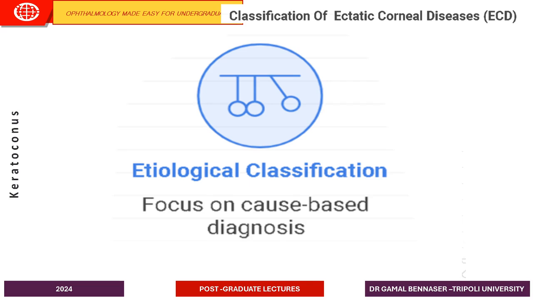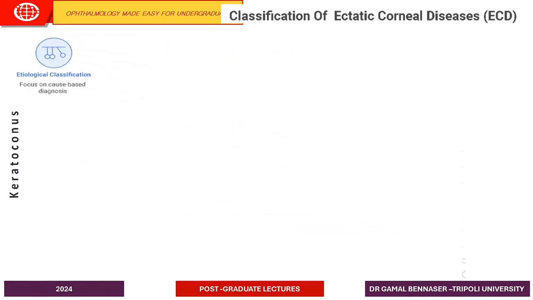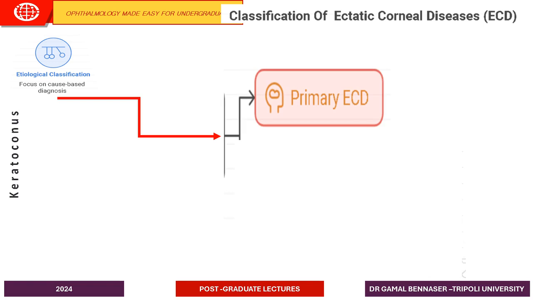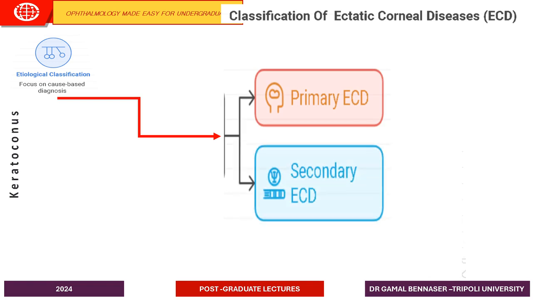So the etiological classification, as I said, is based on the etiology, and it can be further subdivided into primary causes or secondary causes. The primary causes are those in which the exact etiology is not known, that is idiopathic, and the secondary ectatic eye diseases are due to iatrogenic causes. Commonly, they are also known as iatrogenic ectatic eye diseases.